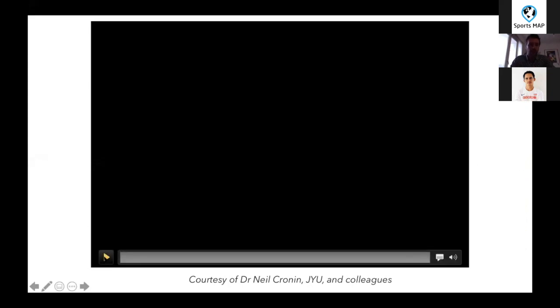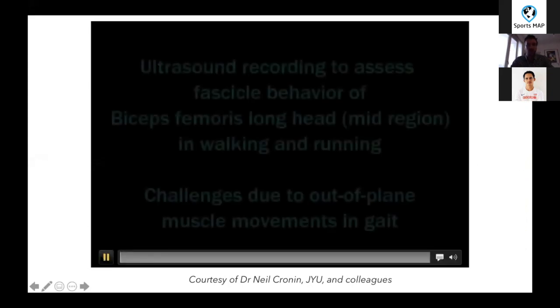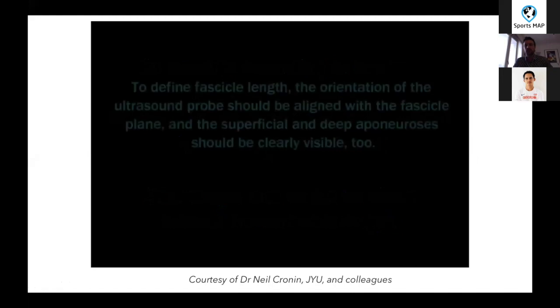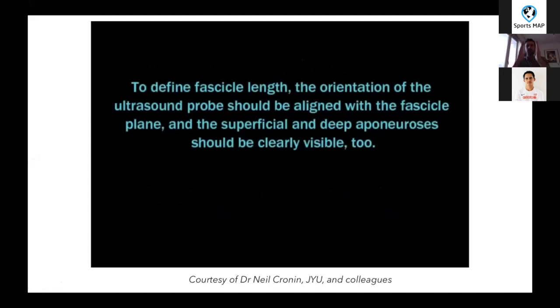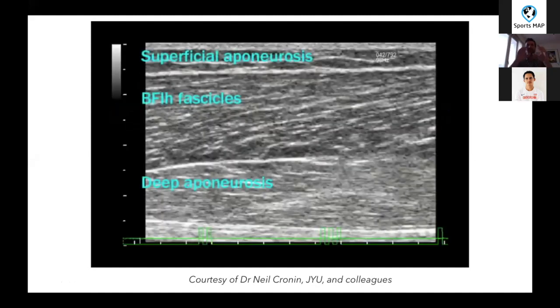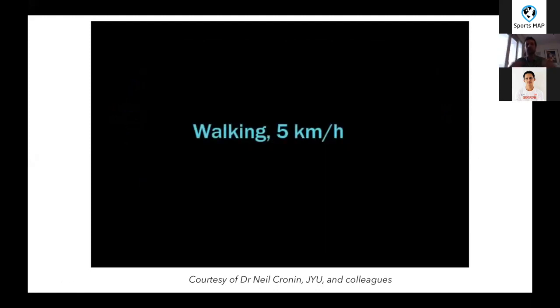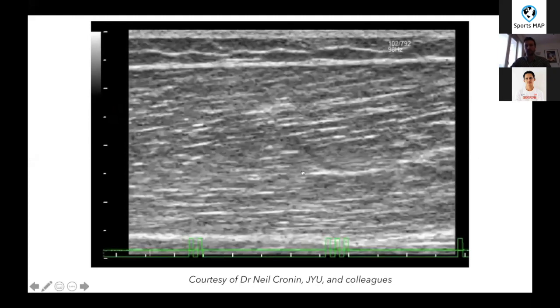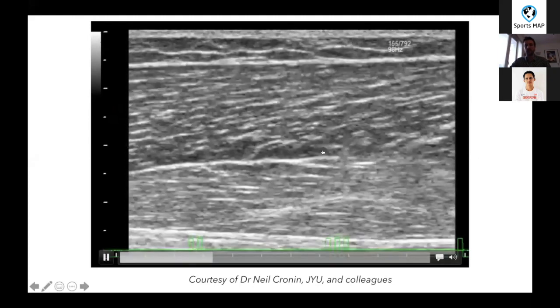So I leave you with this video, part of this video, which was courtesy of Neil Cronin and colleagues from Jyväskylä University. So not only do we talk about muscle architecture in a static way, and there's a problem of extrapolation, but look what happens in the dynamic situation. So during walking, this is biceps femoris long head. And you can see that the deep aponeurosis, the intermediate aponeurosis, goes a little bit in and out of plane with motion.